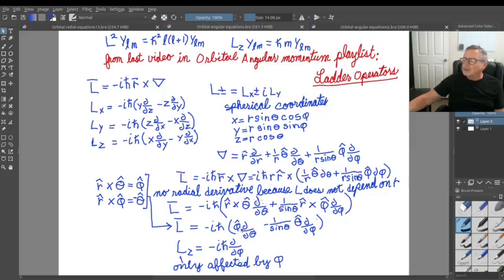Lz is just i h bar first partial with respect to phi. And that's because Lz is only affected by phi. Now Lx and Ly, that's a different story, but for Lz, it comes out to this form. So all we've got is the phi angle involved. Now I'm going to flip the page because what we really want to do is come up with this thing converted to spherical coordinates. So let's see what I've got on the next page.